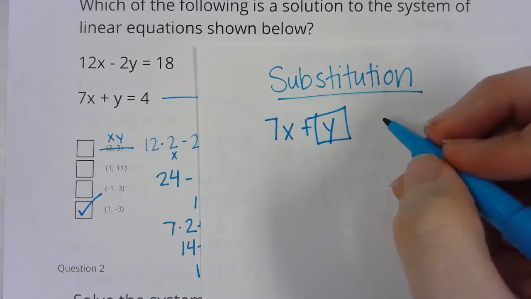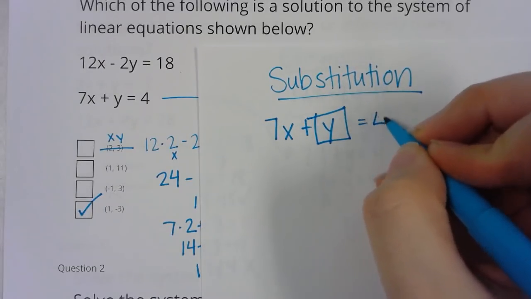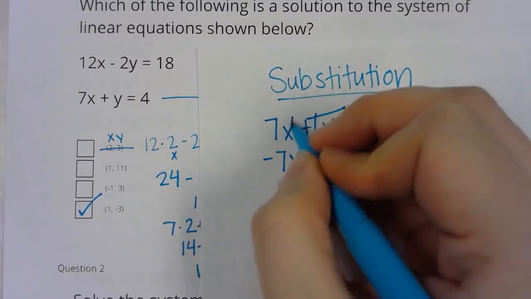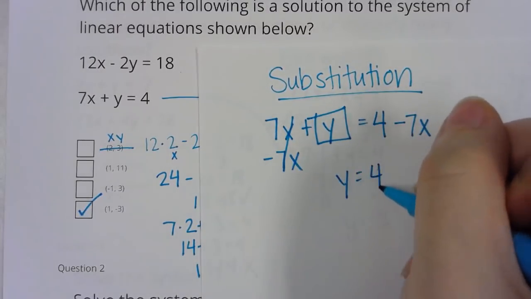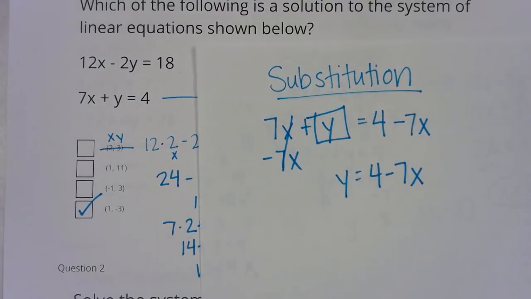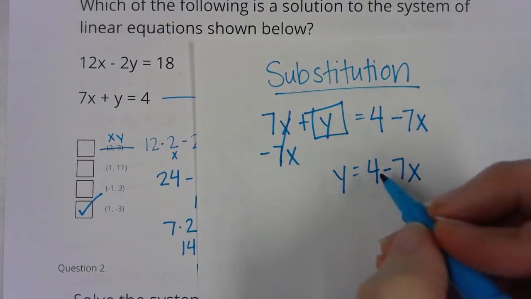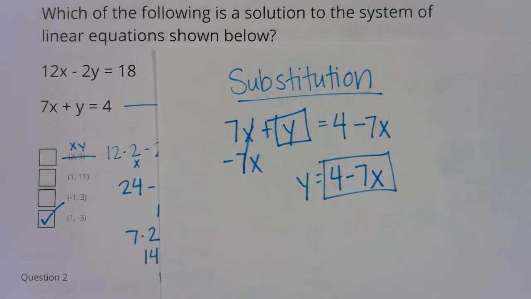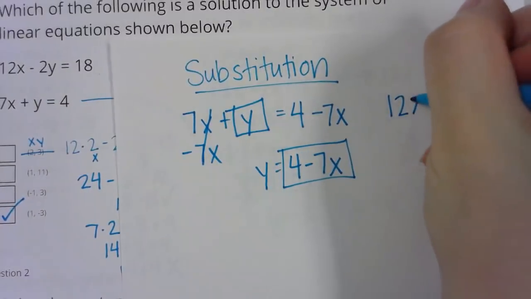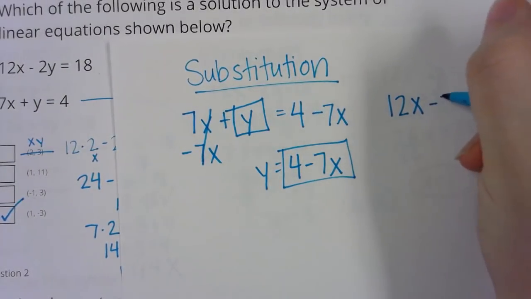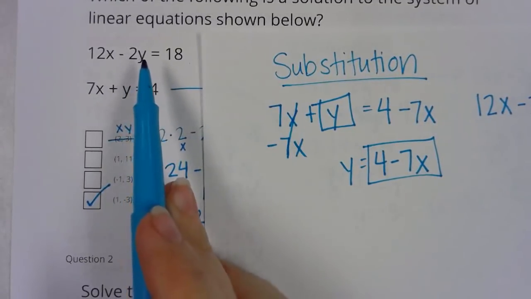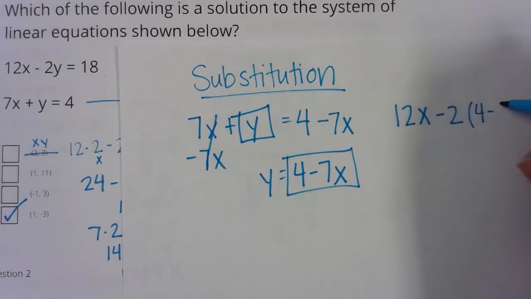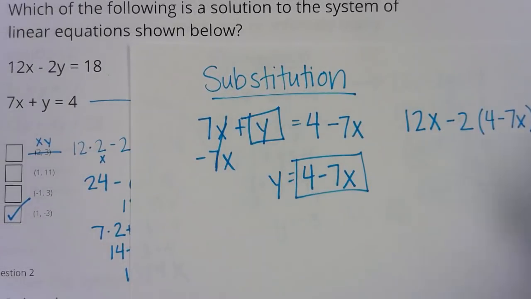All I have over there with it is that 7x. So I could move my 7x to the other side, and I'm left with y equals 4 minus 7x. I take the 4 minus 7x and I put it in the place of y in my first equation. So now I have 12x minus 2, but instead of writing y, I'm going to write 4 minus 7x, equals 18.